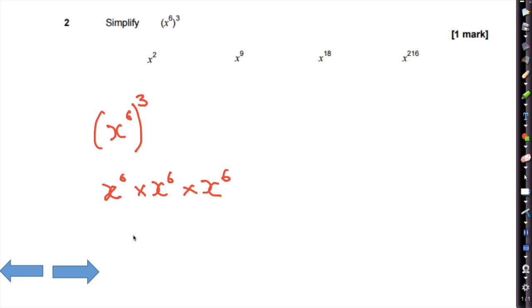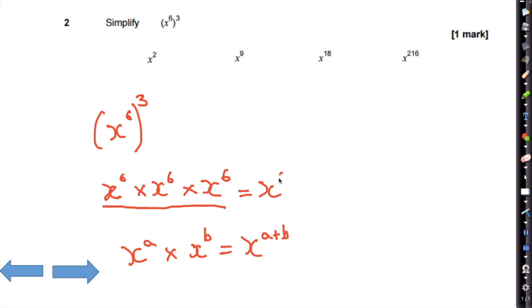And if we remember our index laws, if we have x to the power of a times x to the power of b, then our answer is going to be x to the power of a plus b. An extension to that is, as we're multiplying the same whole number here, we can just add the powers: 6, and then add 6 again, which is going to give us x to the power of 18.